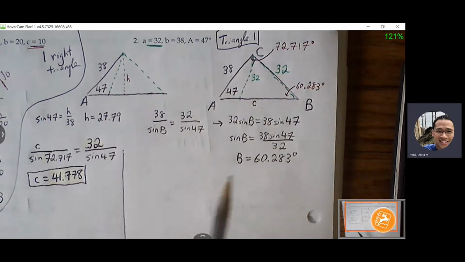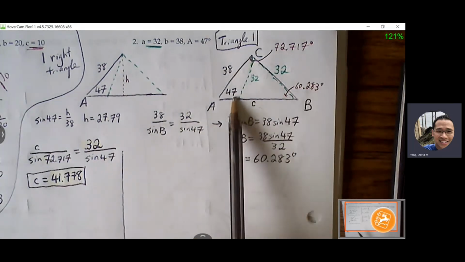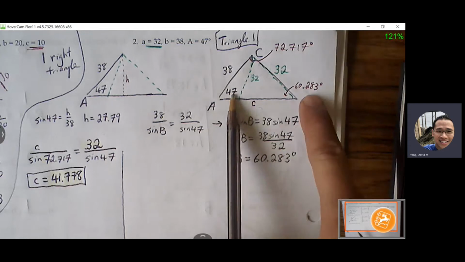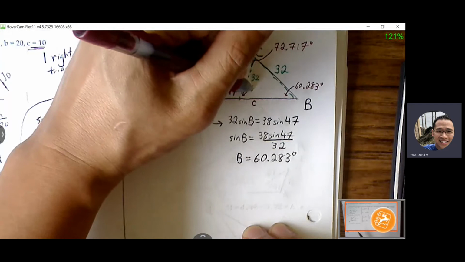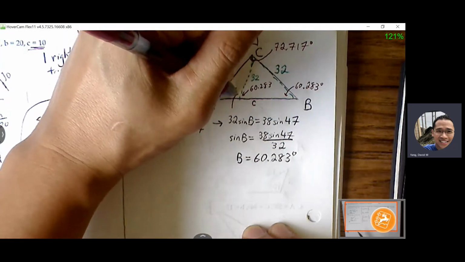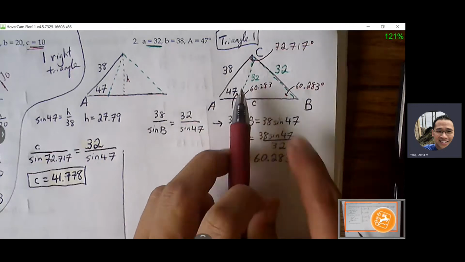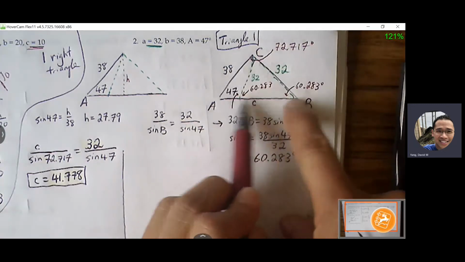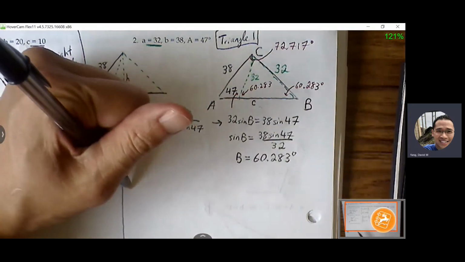So basically the relationship that I want to show you is that this angle is going to be related to this angle here. These angles will be supplementary angles to each other. So if we know that this angle is 60.283, then we know that this obtuse angle there must be 180 minus 60.283 because we have that isosceles triangle relationship. Okay, so here's the second triangle.